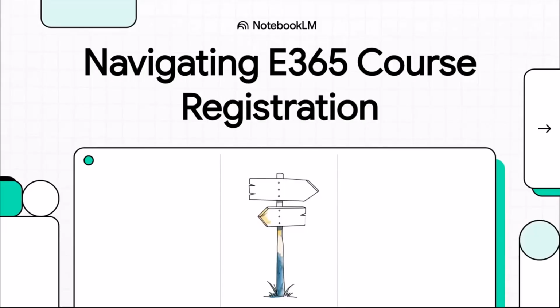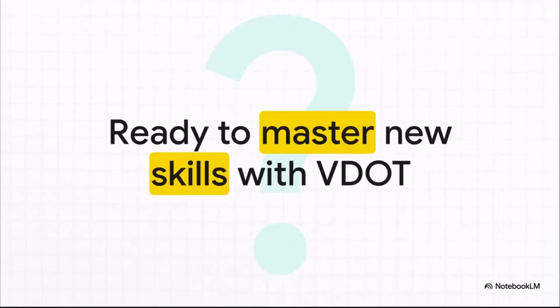Hey, everyone, and welcome to The Explainer. Today, we're jumping right into something super useful. VDOT's E365 platform for all that great professional development training. We're going to walk you through exactly how to get registered for courses so you can sign up for whatever you need with zero headaches. So, are you ready to level up and master some new skills? Whether you're just looking to sharpen the talents you already have or dive into something totally new, this is absolutely where it all begins.